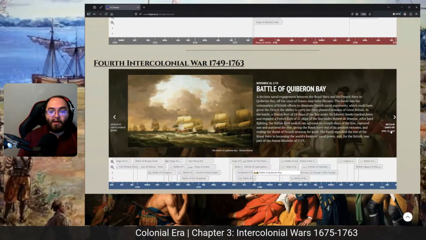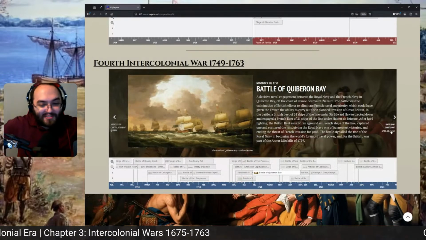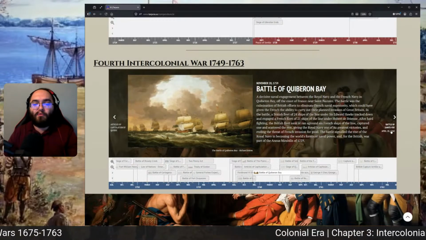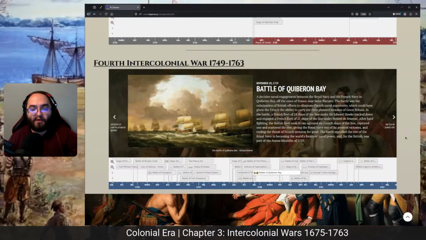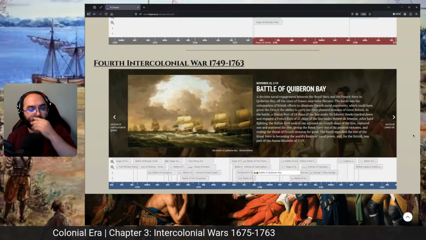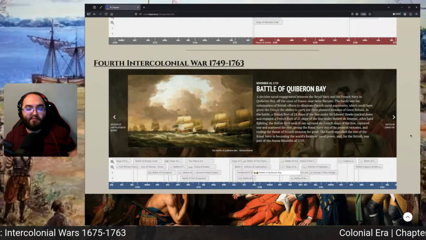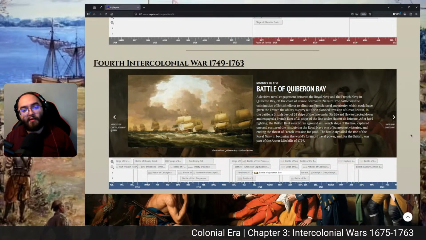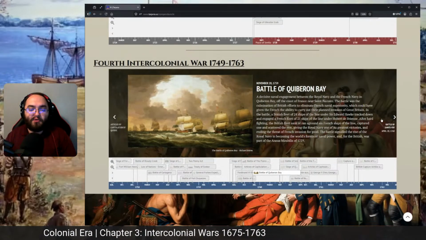You have the Battle of Quiberon Bay. I'm not sure if that's how you say it. A decisive naval engagement between the Royal Navy and the French Navy in the bay off the coast of France. And this is the culmination of British efforts to eliminate French naval superiority, which would have given the French the ability to carry out their planned invasion of Great Britain. And so this is a British victory.